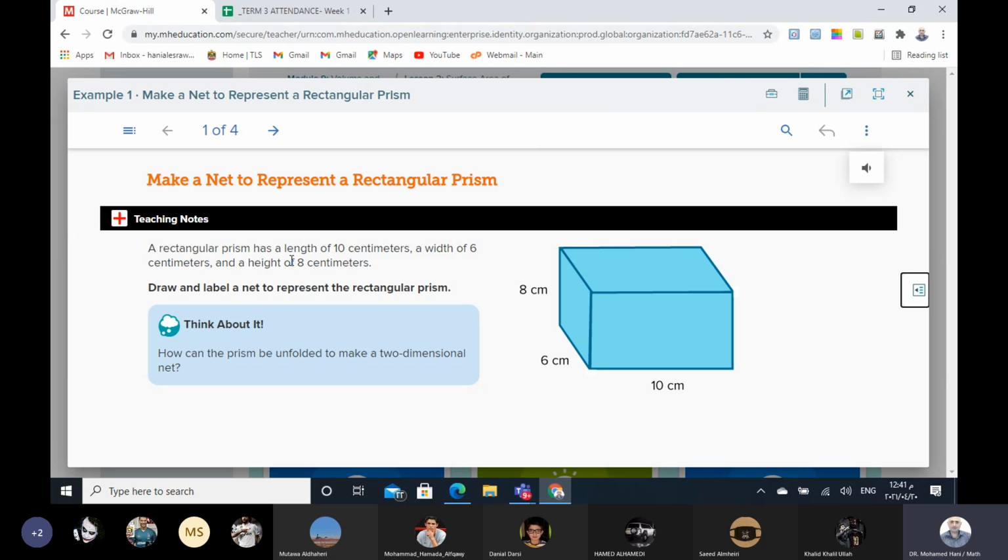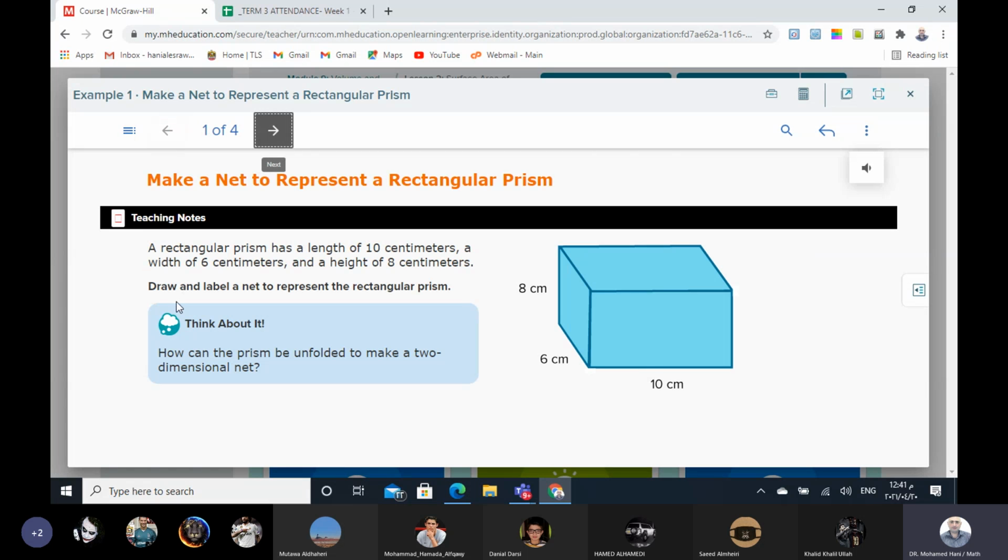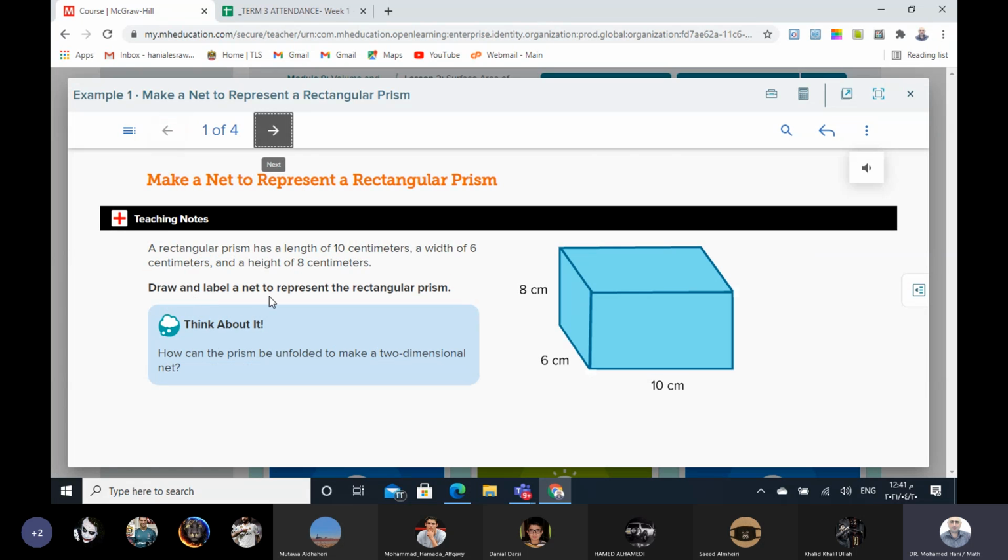A rectangular prism has a length of 10 centimeters. This is the length, 10 centimeters, and a width of 6 centimeters. This is the width, 6 centimeters, and a height of 8 centimeters. This is the height, 8 centimeters. And we want to draw and label a net to represent the rectangular prism. This is three-dimensional. We want to draw the net, which will be two-dimensional.